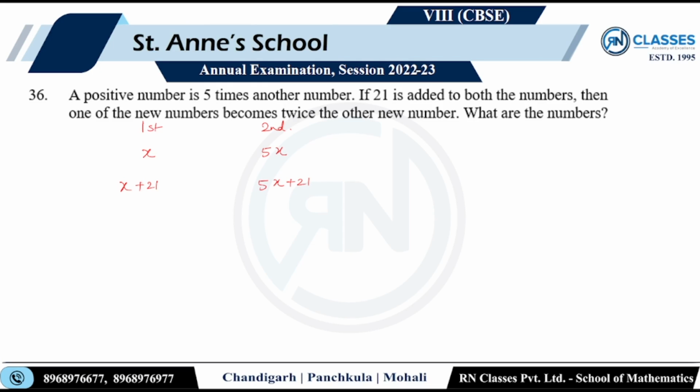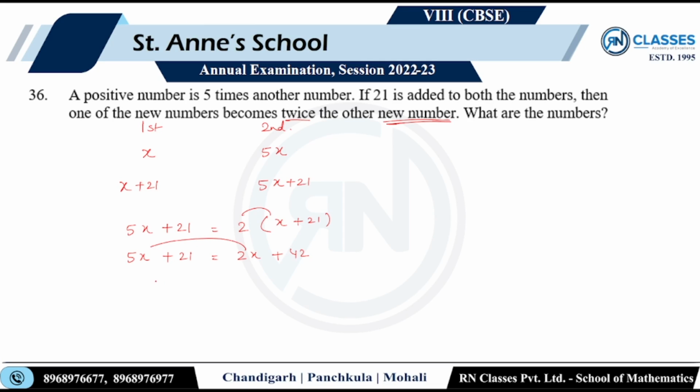Then one of the new number becomes twice the other new number. One of them, उसने बताया नहीं कौन सा, अब तुम खुद सोचो x plus 21 बड़ा होगा या 5x plus 21 बड़ा होगा. Of course 5x plus 21 will be bigger, is equal to twice the other new number, right? Other new number is x plus 21. So this becomes 5x plus 21 equals 2 times (x plus 21). Of course यहाँ पे distributive property लगा के 2x plus 42.